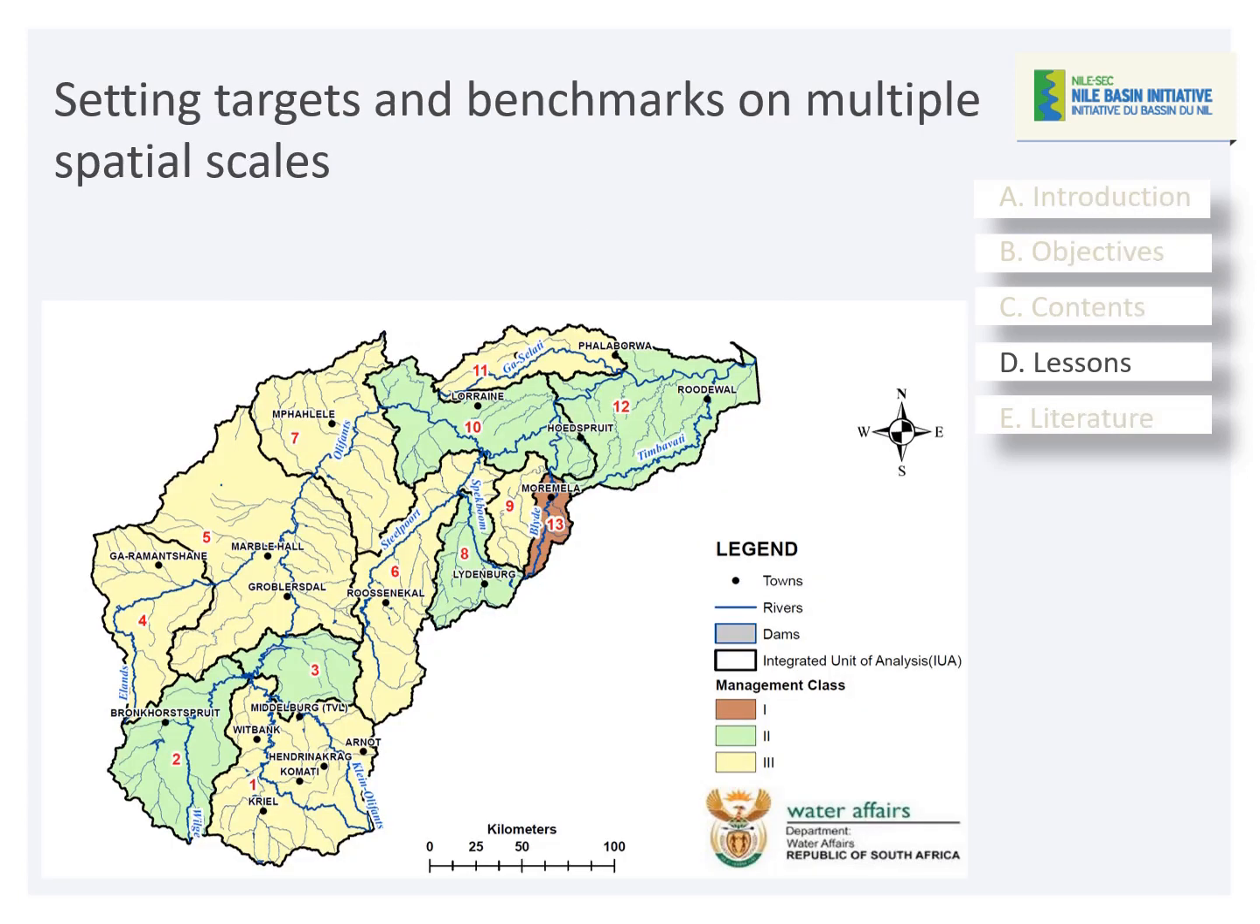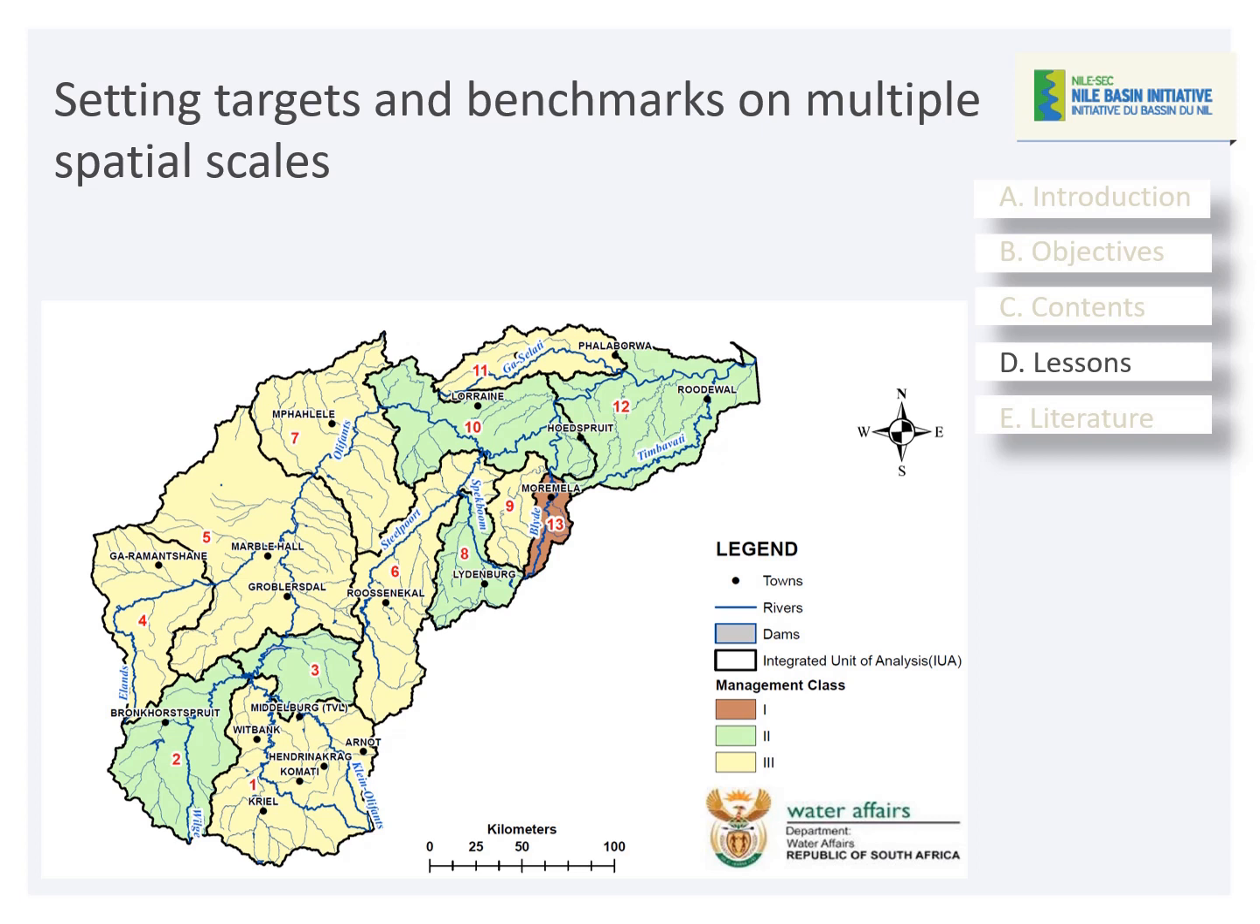Here is an example. This is an example of one of the first case studies that implemented this procedure in the Olifants River catchment in South Africa, which is a part of the larger Limpopo River catchment. And in this case study, 12 IUAs, or spatial areas, were demarcated for that whole catchment using various boundaries, catchment boundaries, land use boundaries, for example.